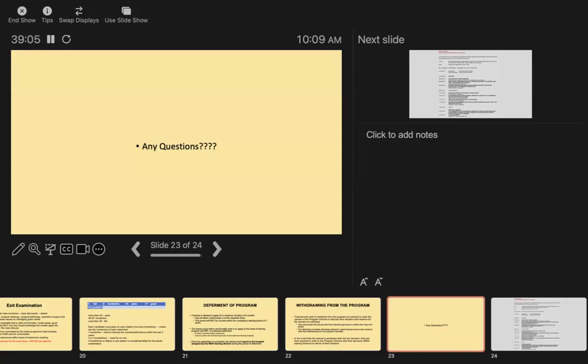To keep this in physical form is going to be complicated, because number one, it gets lost, and number two, we don't know what has been submitted earlier and all that.